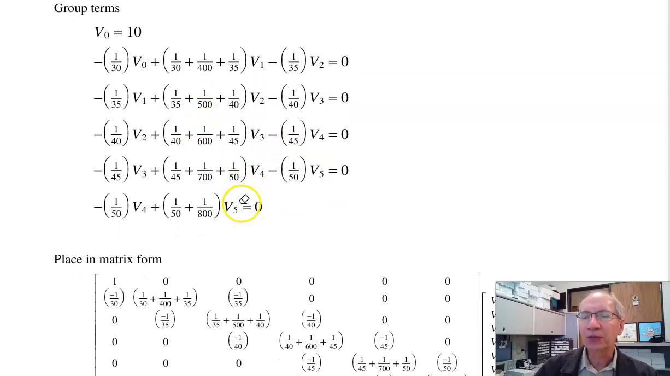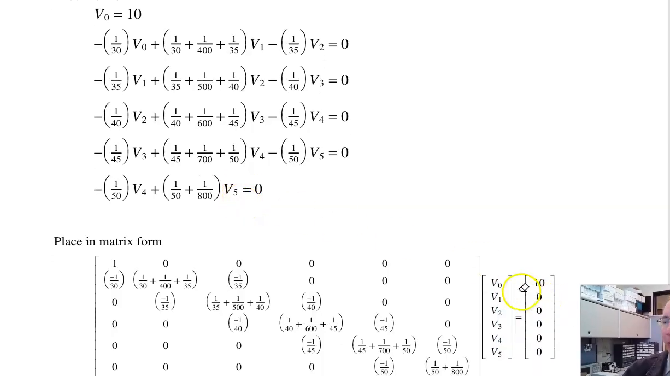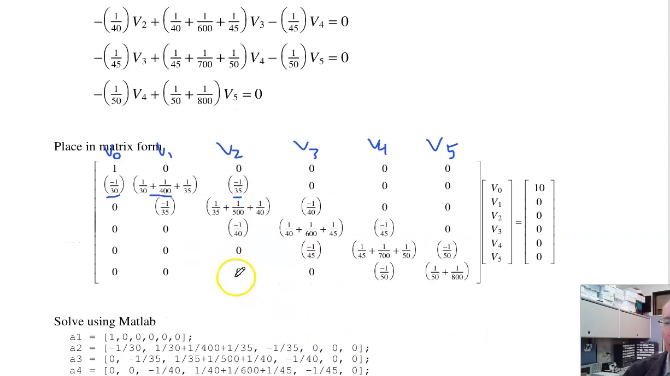I can then put that in matrix form. In matrix form, if I set it up as V0 through V5, what I like doing is reminding myself, first column is times V0, V1, V2, 3, 4, and 5. The first equation, V0 equals 10, is 1 times V0 is 10. Second equation, minus 1/30th V0, is this term, plus that mess times V1, minus 1/35th times V2, equals 0. Likewise for equation 3, 4, 5, and 6.